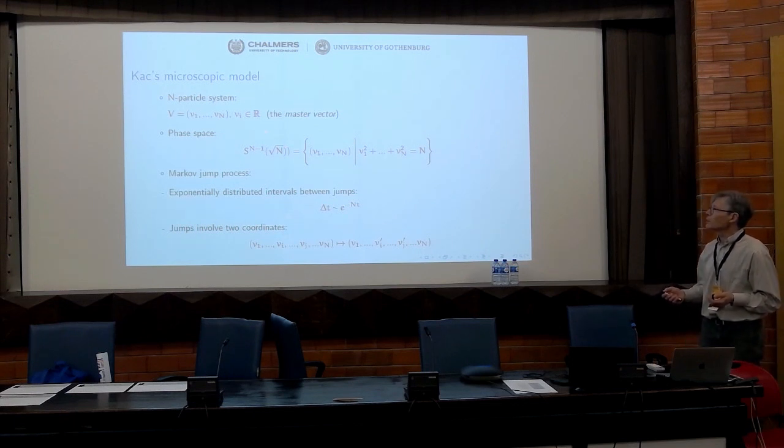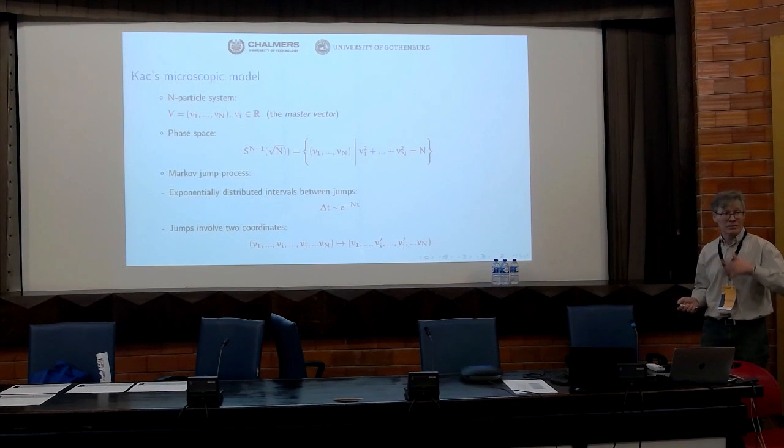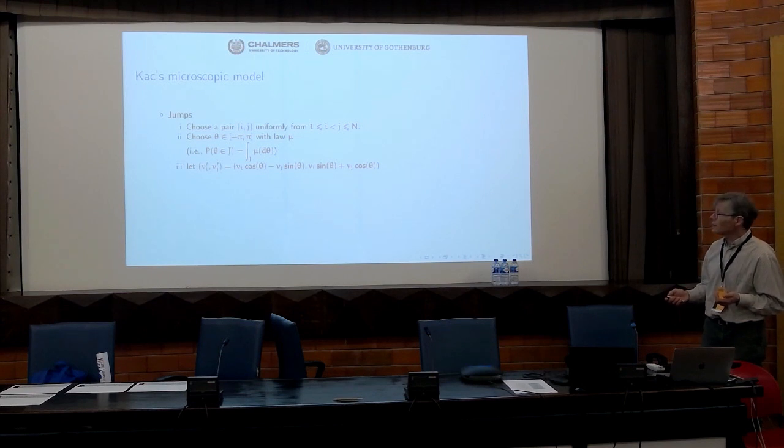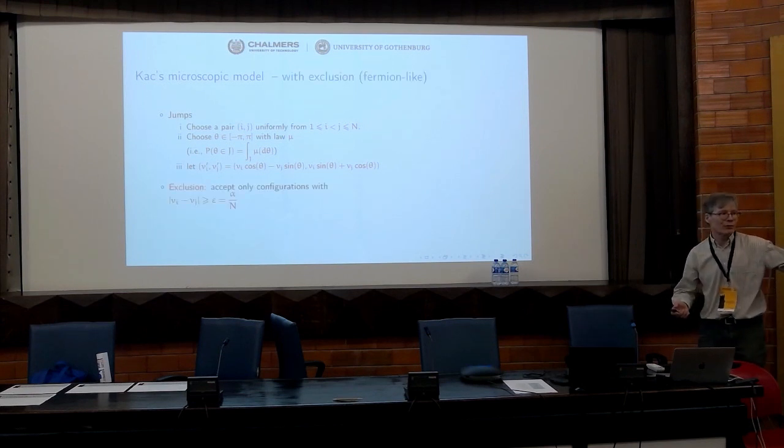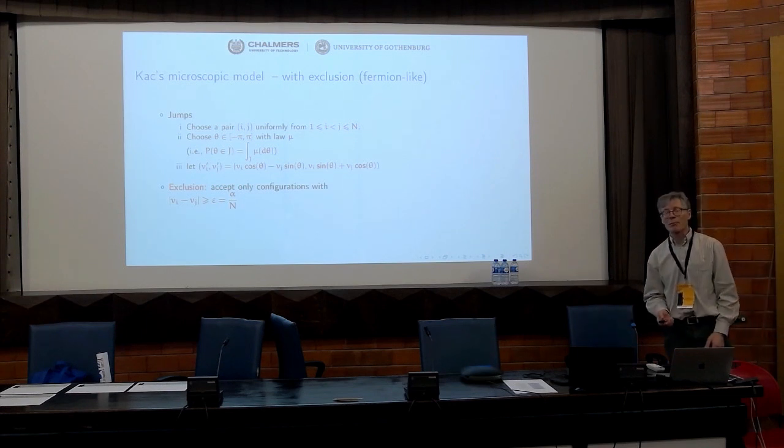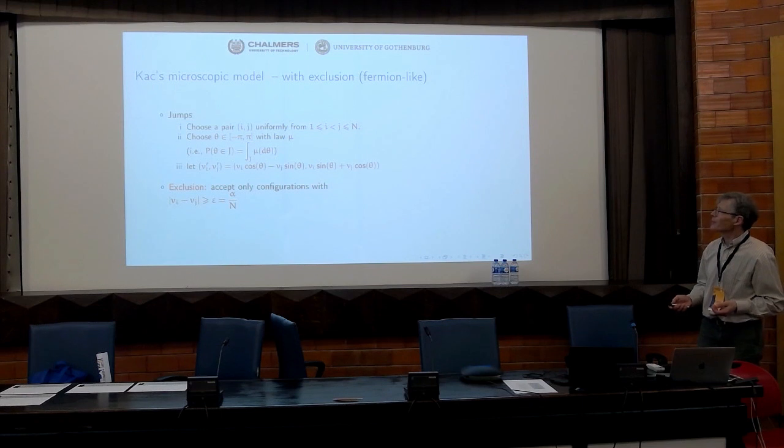As Eric mentioned, you have a phase space, which is an n-1 dimensional sphere, corresponding to an energy shell. And you have a Markov jump process where you pick a pair at random with exponentially distributed time intervals, and you make collisions that involve two of these coordinates, a rotation, to conserve energy. I'm going to skip this quickly because I'm going to move from the sphere to conserving just momentum, as in the previous talk.